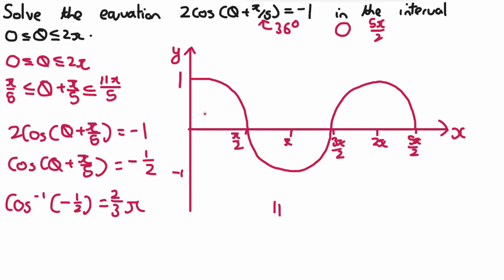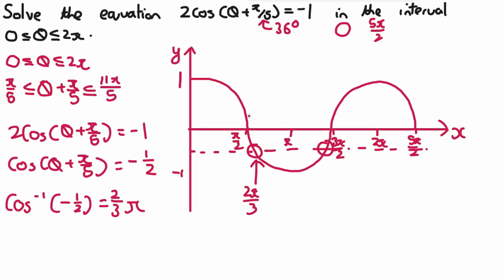Fortunately for this question, we need to do minus a half. So minus a half, let's say it's about here. We can see two solutions. These are nowhere near the boundaries that I just said, so we don't need to worry about that. Okay, so we know that this value here is 2 pi over 3 from before.